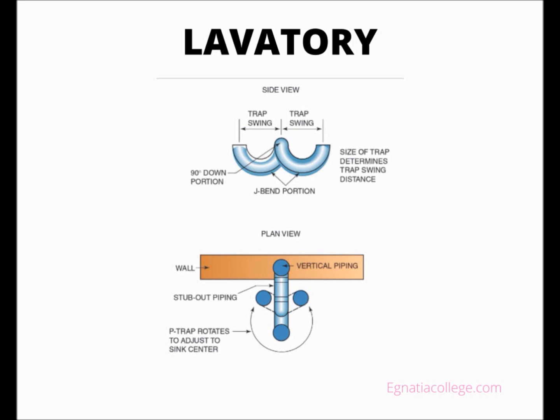A 2-piece P-trap has a 90 degrees portion and a J-bend portion that allows the J-bend to swivel away from the center of the stub-out piping. The size of the trap dictates the dimension of the trap swing. A 1 1/4 inches trap is the most common size installed for a lavatory. The average trap swing of a 1 1/4 inches P-trap is 3 inches.